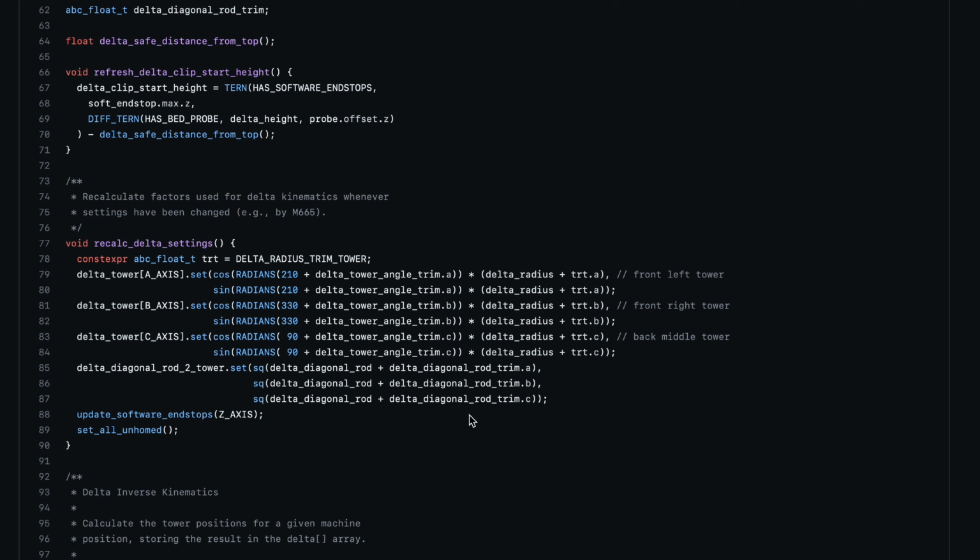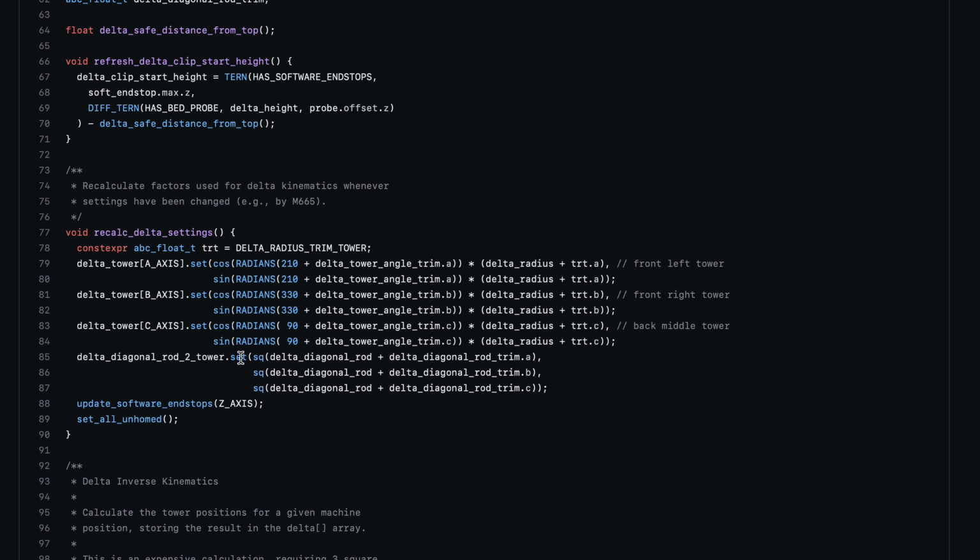You'll see that not only are trigonometric functions used to find the exact x and y positions of the towers in the circular base, the Pythagorean theorem is used to calculate the coefficients for the height commands based on the unit triangles. Many of these variables correspond to different settings of the printer, but the most notable one is delta diagonal rod, which again was the length of our hypotenuse.